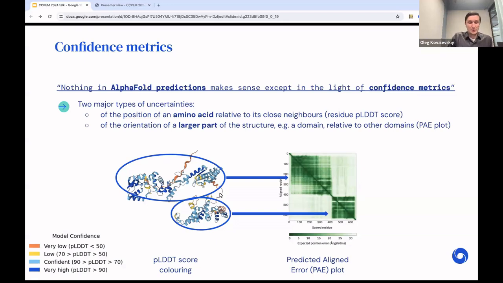And likely, they don't have any fixed position in the cell as well. One domain just randomly floating around another. Maybe it could be stabilized by binding to another protein or whatever. But anyway, the PAE plot tells you that these proteins are randomly oriented relative to each other. And it will be very incorrect and misleading to make any conclusions from this particular position of the domains.